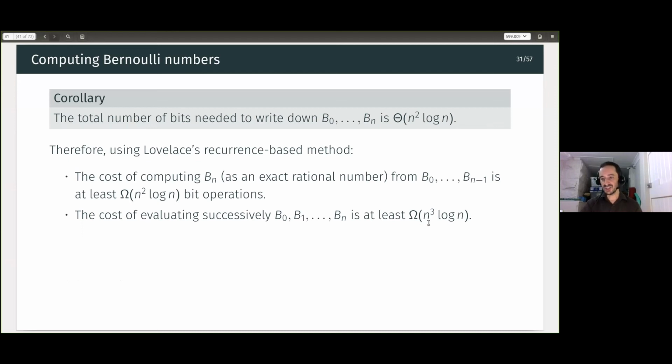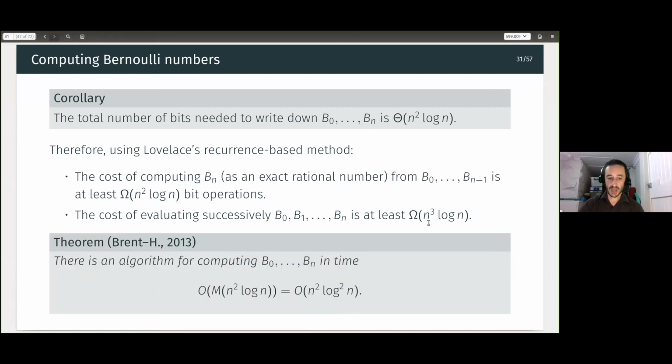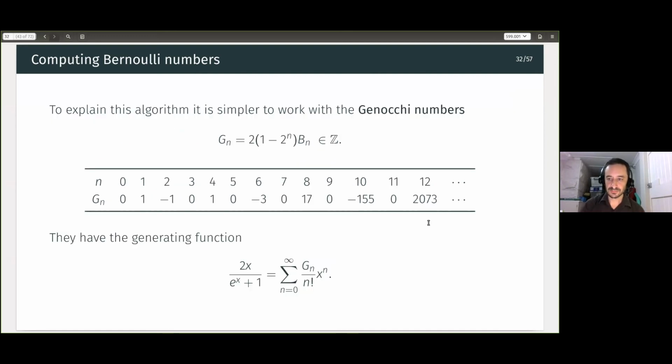And the reason is that every time you compute the next Bernoulli number, you have to at least read through all the bits of the previous ones. So that's n squared work for each Bernoulli number, and then n cubed to compute all of them up to n. So a few years ago, Richard Brent and I proved that in fact you can compute the first n Bernoulli numbers in essentially quadratic time. We only give up a log n factor compared to the number of bits we need to write down. So I want to explain this algorithm briefly to you.